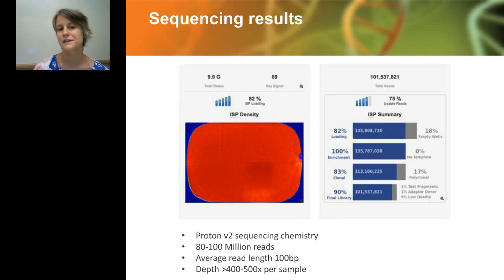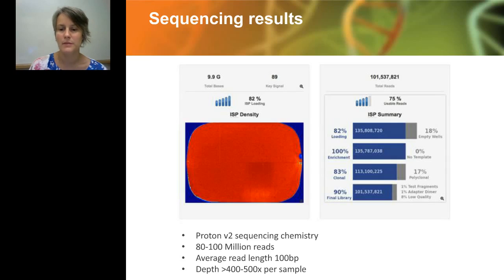So here are some of the sequencing results that we got, sequencing on the Ion Proton. This was with the V2 chemistry, so it was the earlier version of the chemistry. We were very happy because we were getting pretty good polyclonal numbers, around 17%, which for Ion Torrent, anything less than about 30% is really good. So these libraries, even though they had a broader distribution, didn't really seem to affect the sequencing ability.